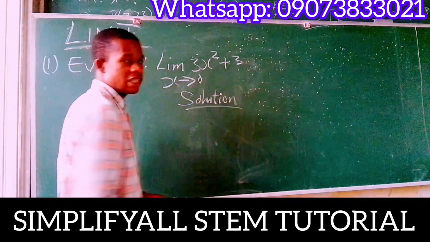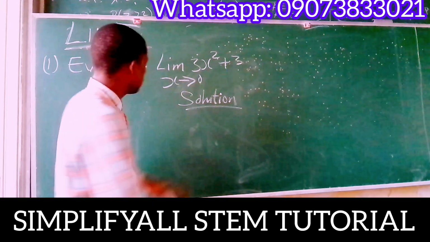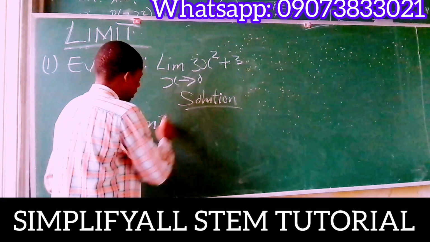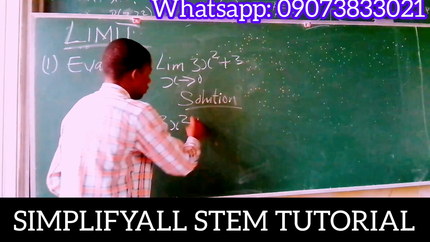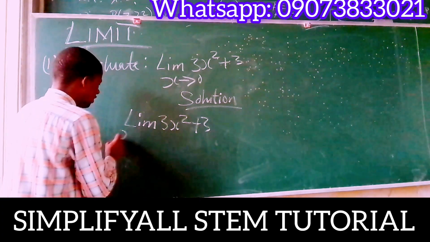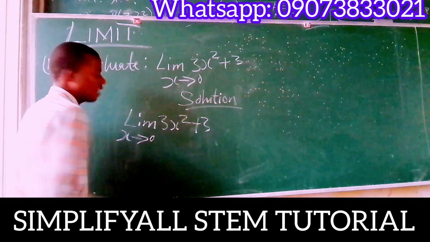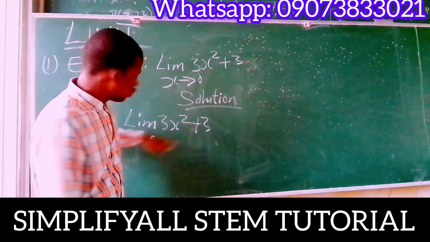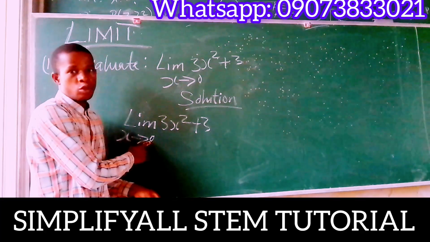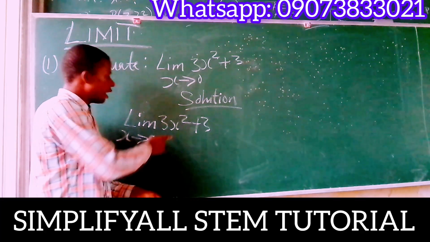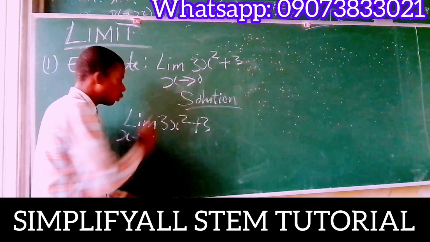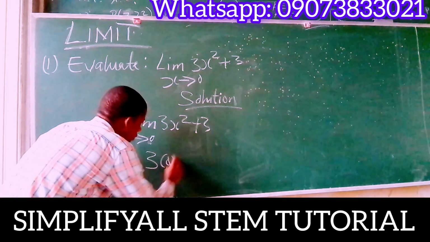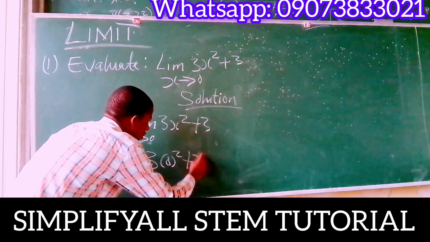If you look at this limit, it's a direct limit as x tends to 0. That means the limit of 3x squared plus 3 as x tends to 0. As x tends to 0, it's telling us that anywhere we see x, we should substitute 0. So we are going to have 3 bracket 0 square plus 3.